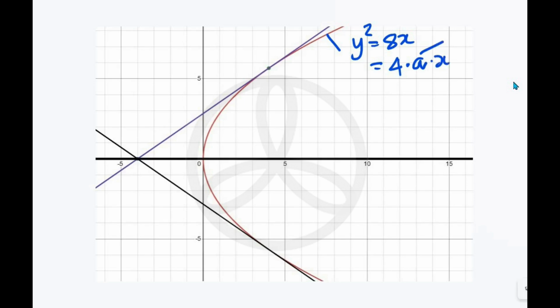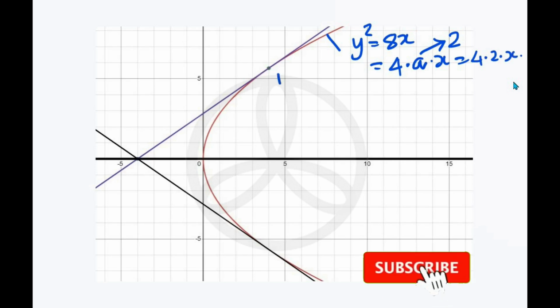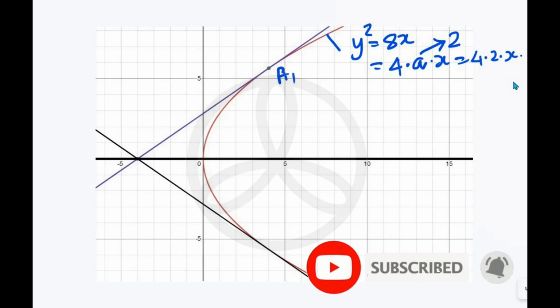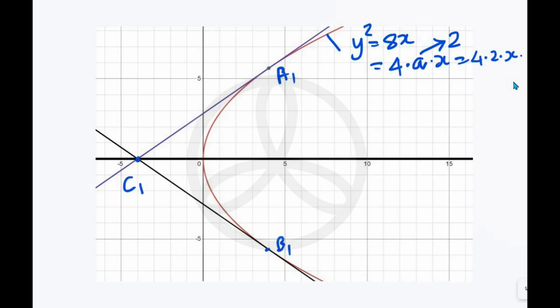If we compare here, we will have a is equal to 2, so we can write 4 is to 2 is to x. This is point A1, this is point B1, and this is C1. It is saying that the coordinate of C1 is minus 4 and 0, and we have to find the coordinates of both A1 and B1. It is given that these lines are actually tangent to this parabola, which means we have to find the position of the tangent line.